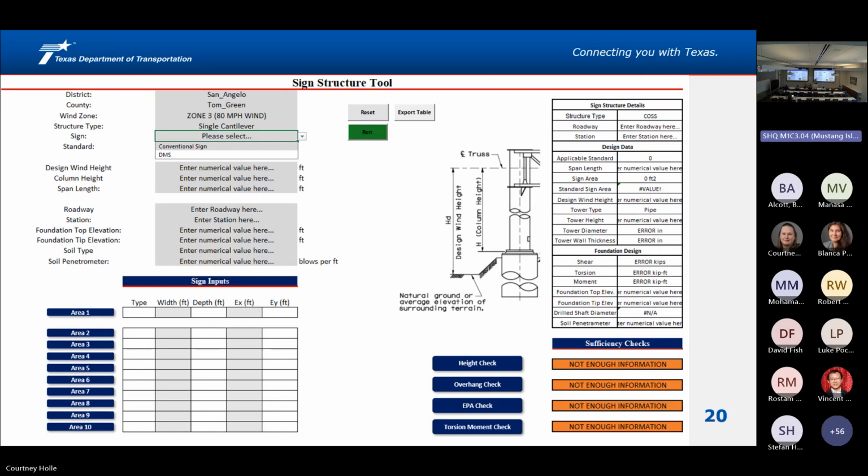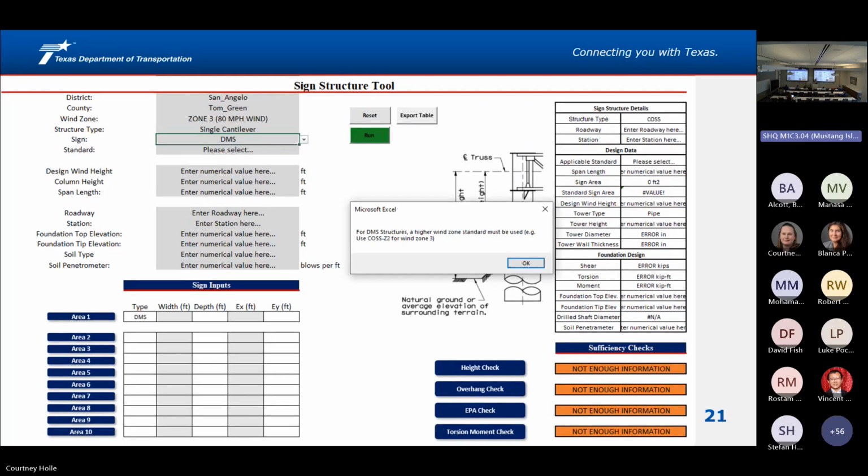Starting in the upper left, you start filling out district, county, wind zone. You get to sign, and you either pick conventional sign or DMS. If you pick DMS, it's going to pop up a little window. It tells you, hey, when it's a DMS, you might be in zone 3, but you should at least bump up to zone 2, even though you're designing the structure. That's going to verify that, for the change in drag coefficient, you're using a good ratio for your estimated pressure area versus wind speed.